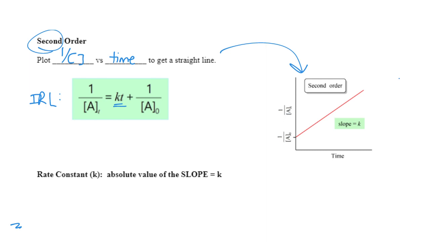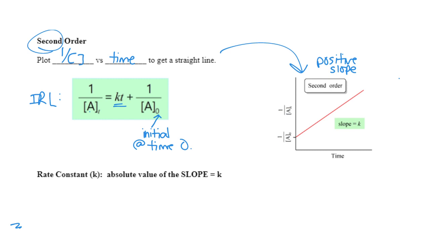Notice that the slope of this graph is a positive slope. My other 2 graphs had negative slopes. That's because I'm inversing the concentration. Concentrations are going to be decreasing over time for my reactants, but if I do 1 over that value, then they're going to be increasing. And then this right here, anytime we see that next to anything, that represents our initial concentration at time 0.